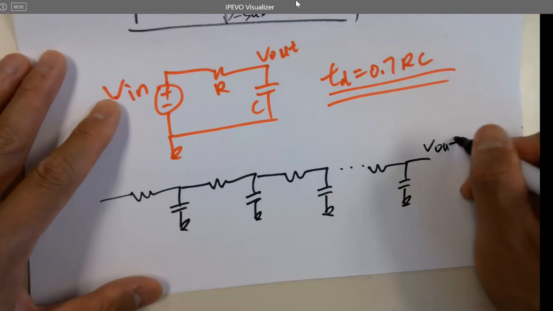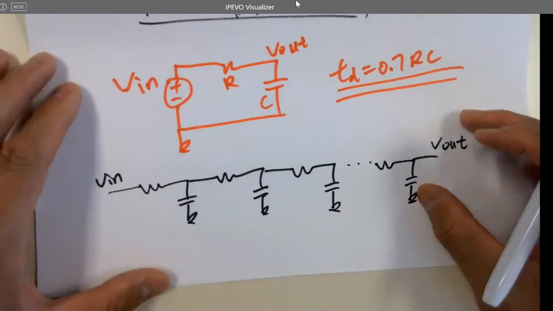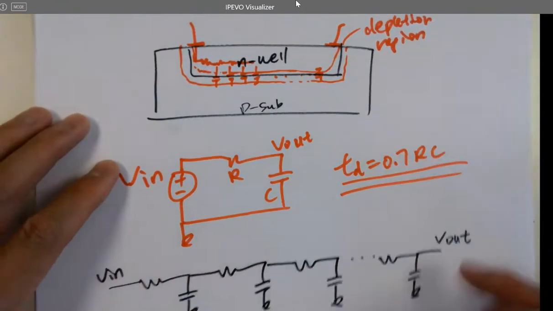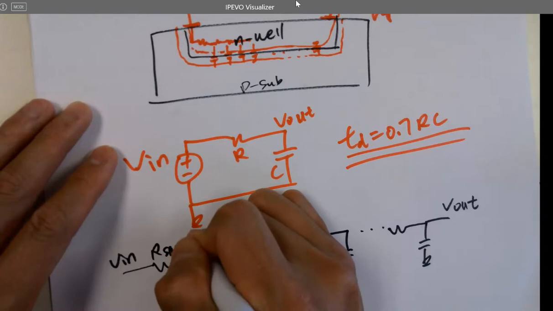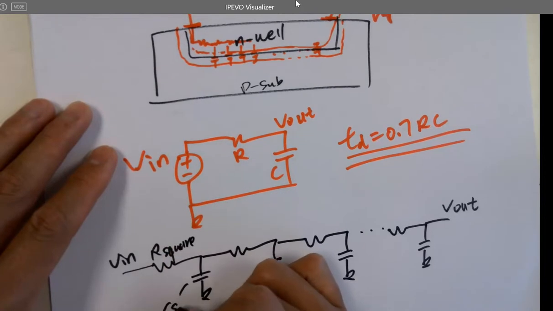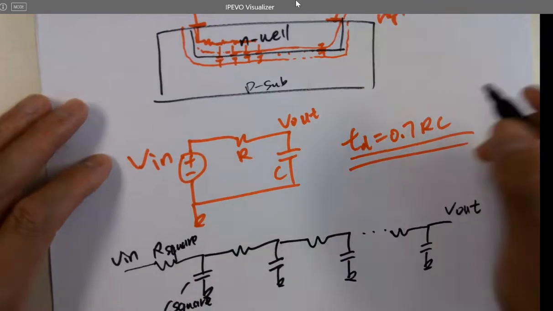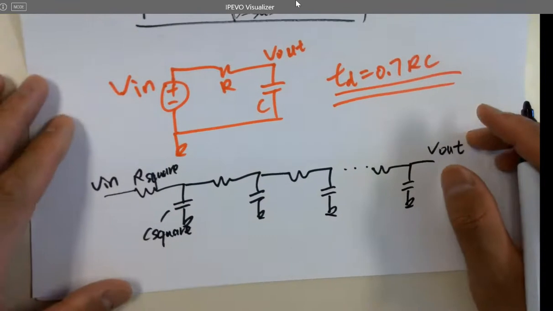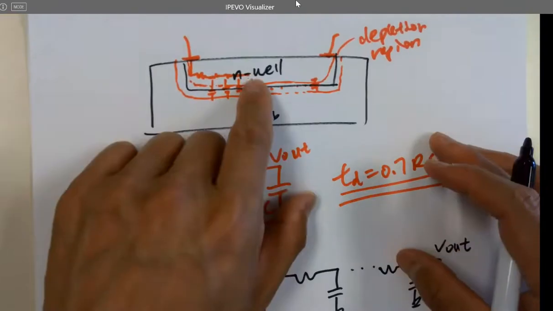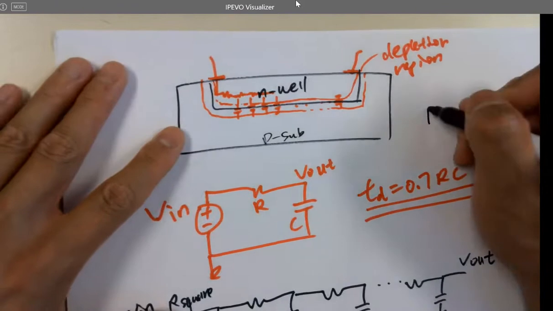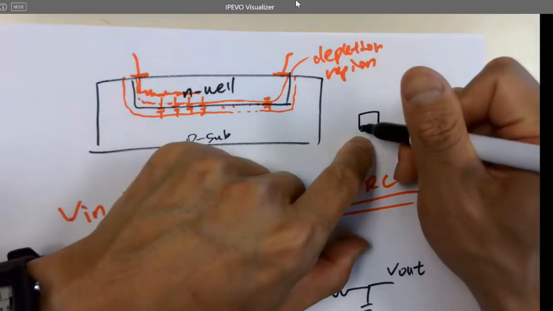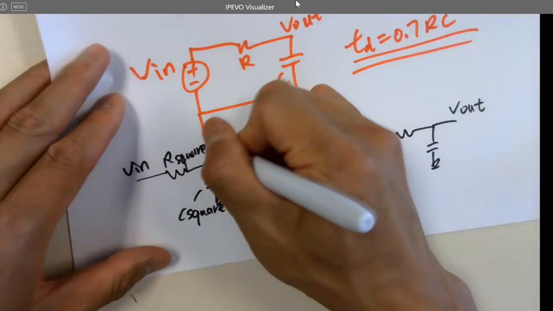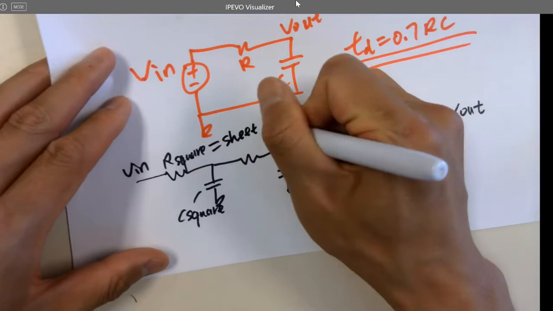Here's VL, Vin. And divide that piece of N well into these many R squares. So this is R square, and this is a C square. What is R square? What's the name of it? Remember, for the N well resistor, as I said, this piece of N well has the same resistance as this piece of N well. Sheet resistance, yes. So R square is the sheet resistance.